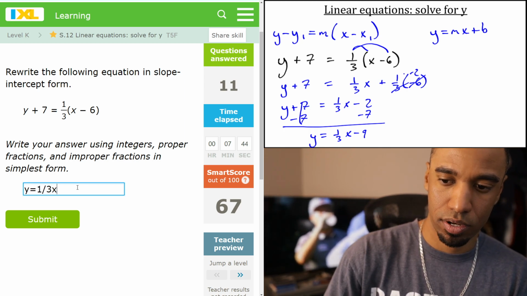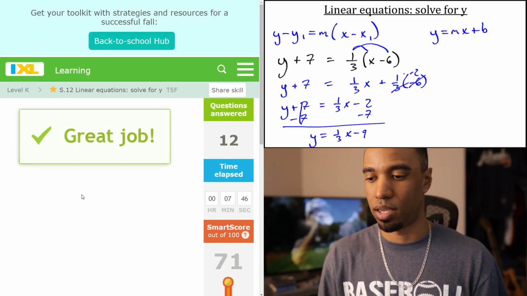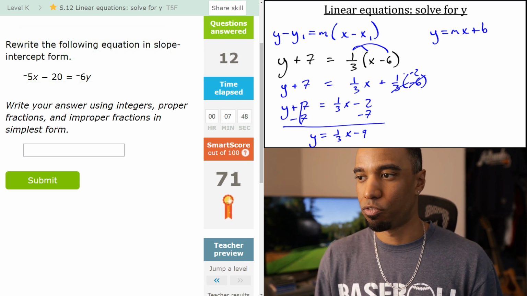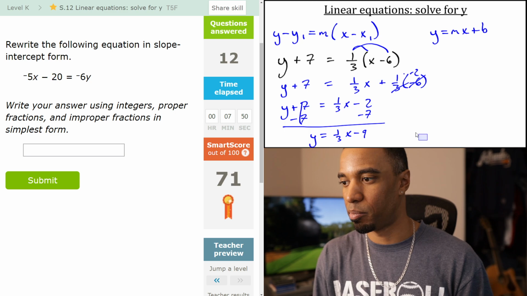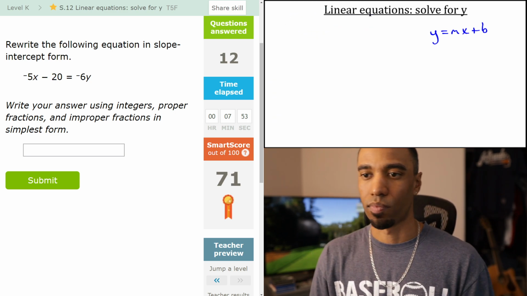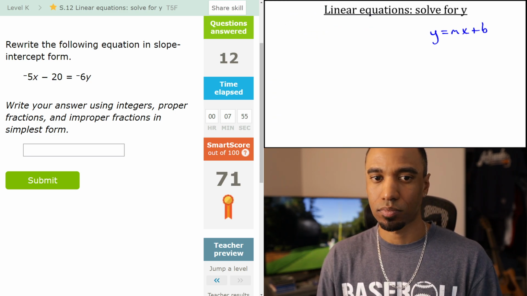Make sure it wasn't a negative 1/3. It was not. Minus 9, and we're good. All right, now we have standard form here, guys. So this is where I'm going to be writing a little bit more. Doing a little bit more handwriting with y'all.